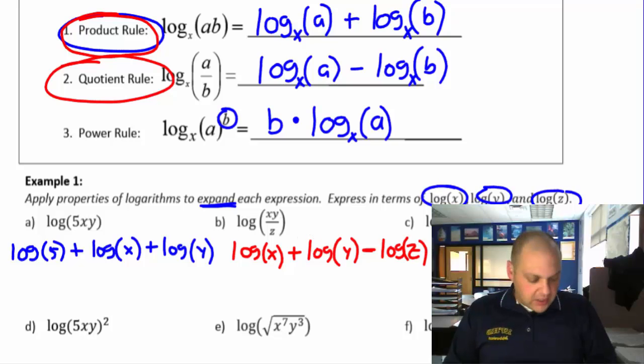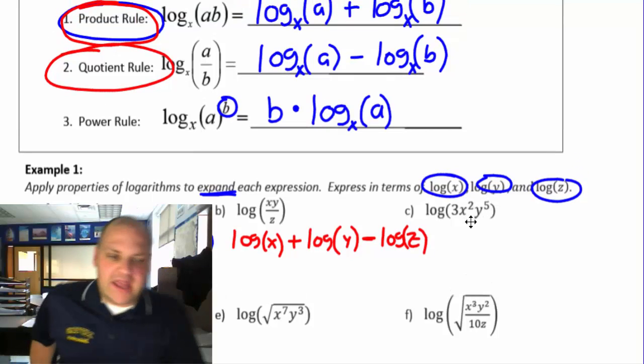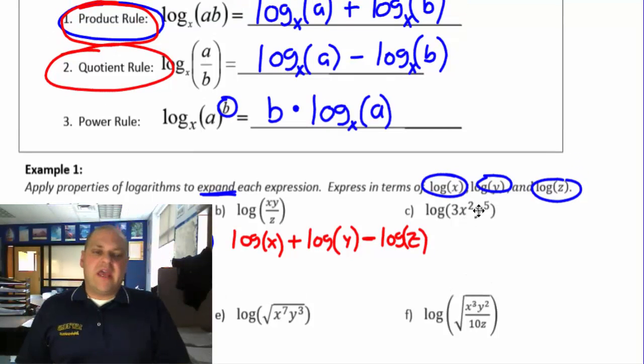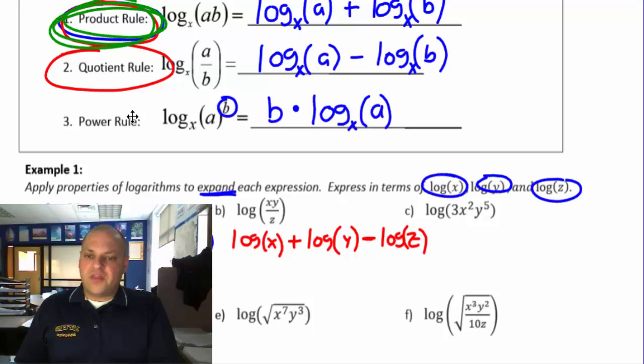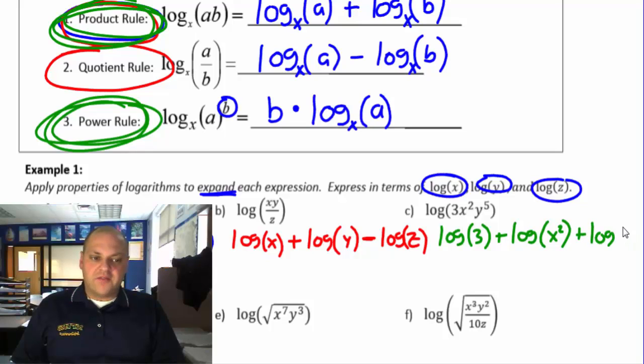All right, here we go. This next one has multiplication, and it also has raising. Raise to the second, raise to the fifth. So that's the power rule. So now we're using the product rule with the power rule together. Okay? So we have log of 3 plus log of x squared plus log of y to the fifth.